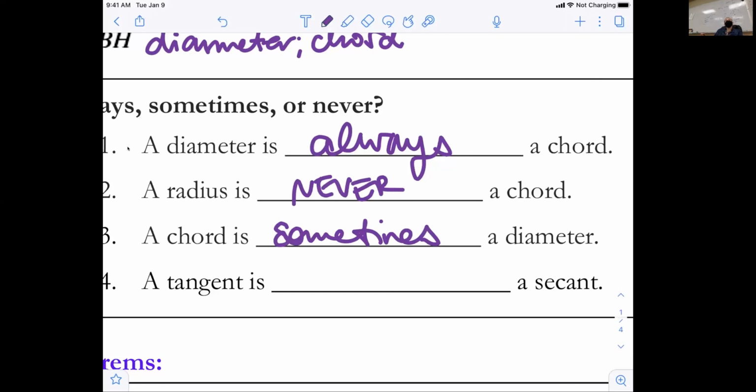Because I went the other way around, so a diameter is always a chord because a diameter is a more specific thing. A chord could generally just be anything that has endpoints on the circle. It doesn't have to go through the center.